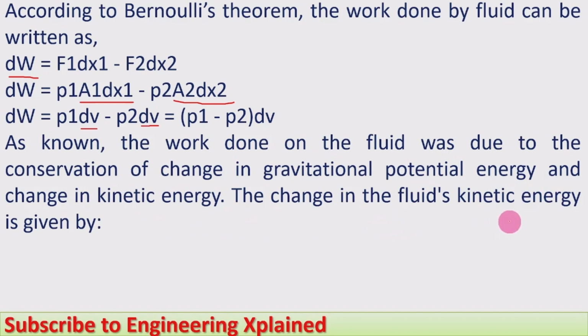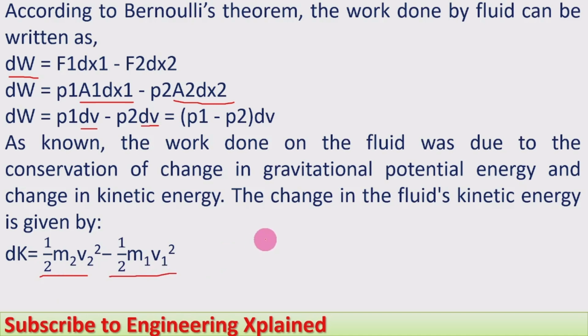The change in the fluid's kinetic energy, dK, from section 1 to section 2, will be half m2 v2 square minus half m1 v1 square. This is the kinetic energy at section 2 and this is the kinetic energy at section 1. That can be written as half, and this mass will remain the same at section 1 and section 2 because of the conservation of mass.